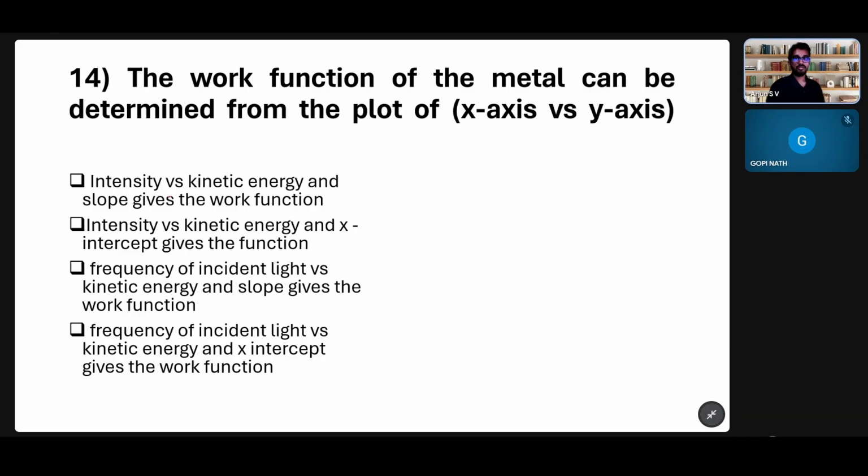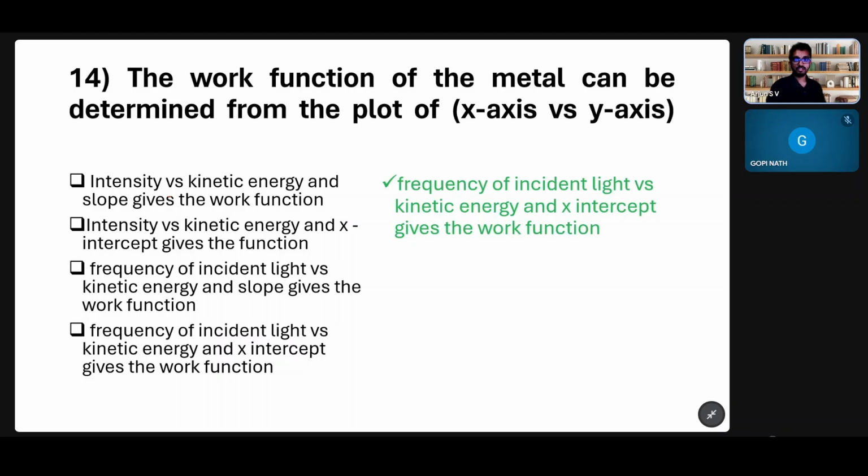And the work function of the metal can be determined from the plot of what? This also is a pretty straightforward question from all the concepts that we have learned. The correct answer is the frequency of incident light versus the kinetic energy, and the x-intercept gives the work function.